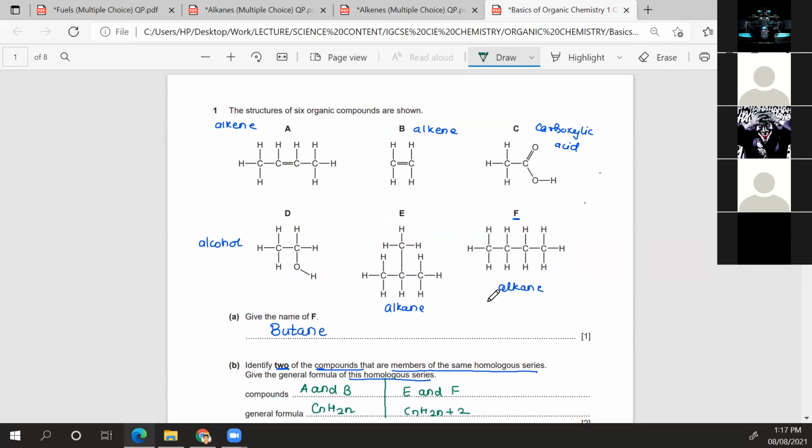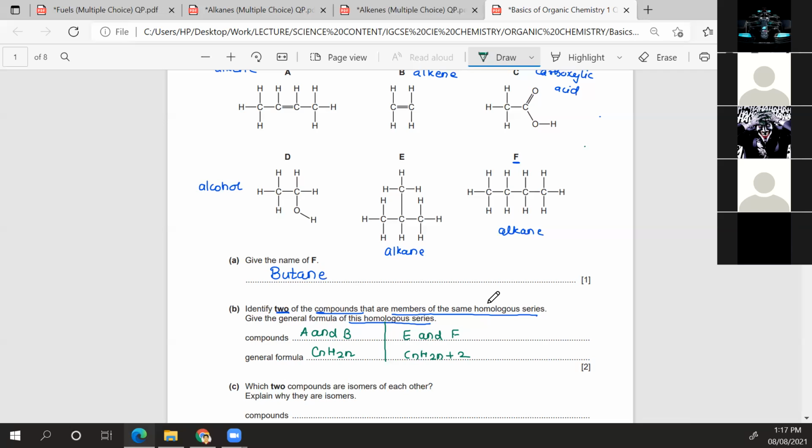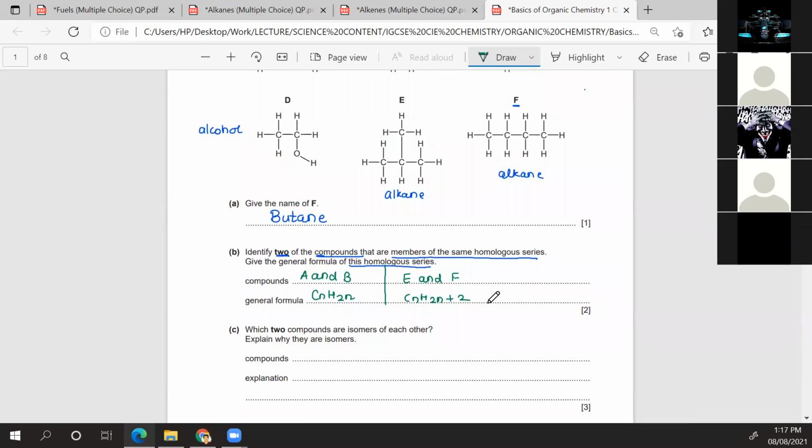Which 2 compounds are isomers of each other? Explain why they are isomers. First, let us define what isomers are. So who will define for me what isomers are? Miss, compounds with the same molecular formula but different structural formula. Yes, very good.